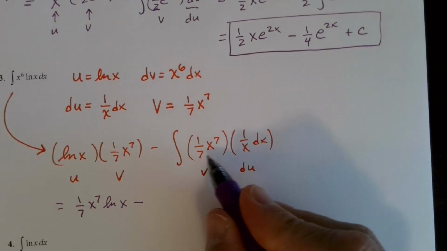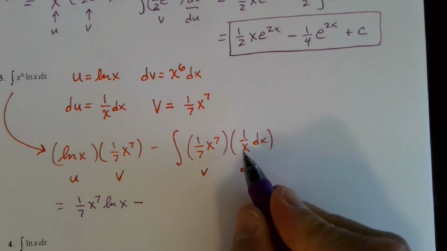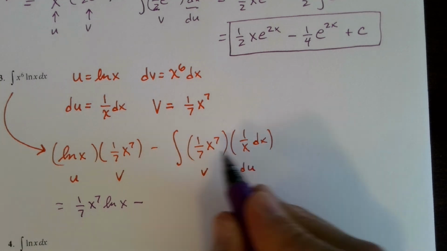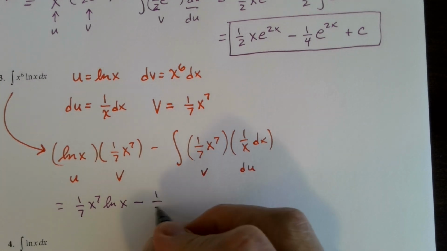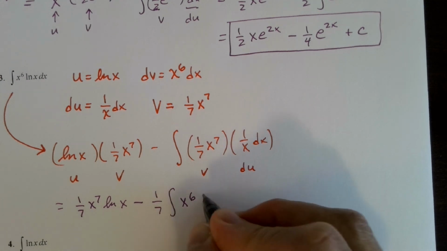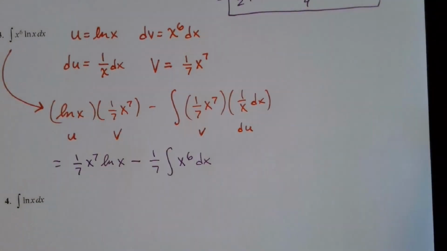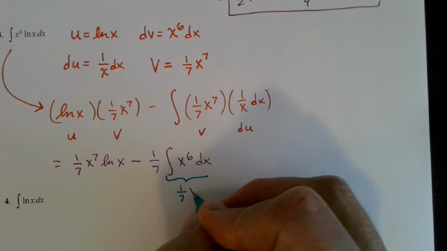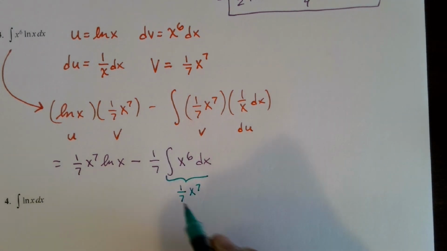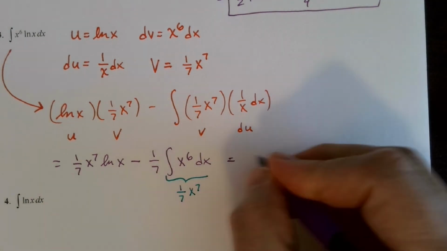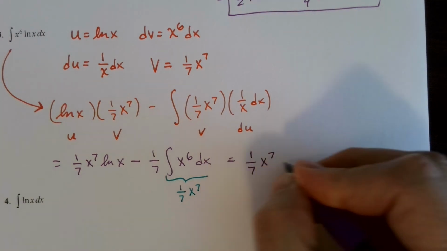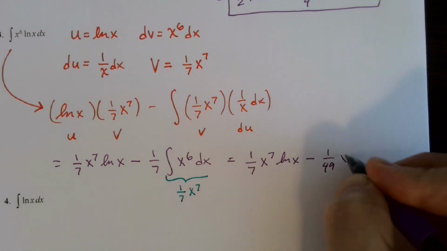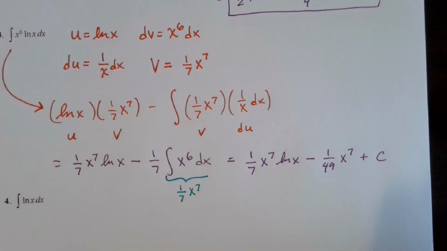Minus, now should we find antiderivative of this and antiderivative of this or something? No, you simplify this. You can't do that. It's a product. x to the 7th divided by x is what? x to the 6th. This 1/7 comes out in front. Got the integral of x to the 6th dx. What's the antiderivative of x to the 6th? Well, we just did that one again. That's 1/7 x to the 7th. 1/7 times 1/7 is 1/49th. And so here is my final antiderivative, minus 1/49th x to the 7th, plus, don't forget your plus c at the end.